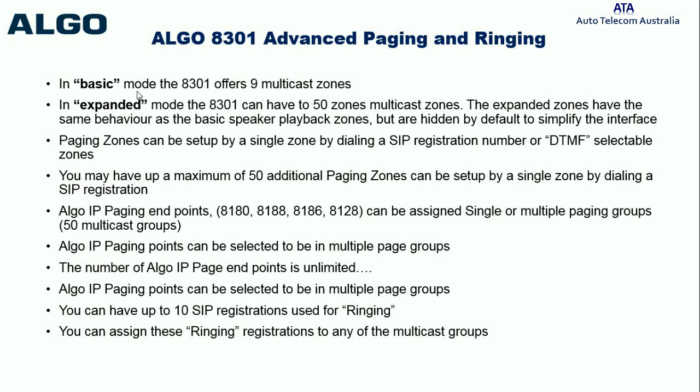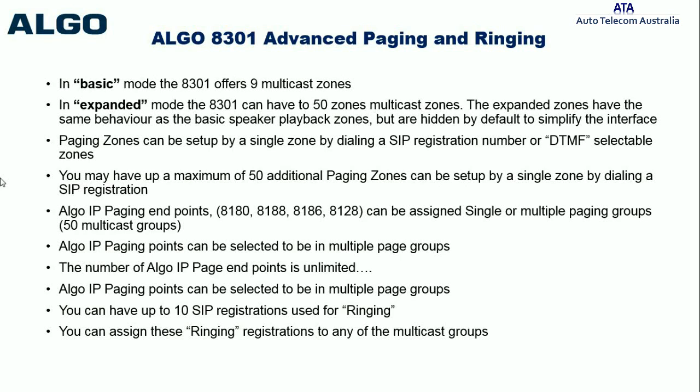And there's an unlimited amount of paging devices we can put in here. So as we've talked about, the Algo IP endpoints can be selected in multiple page groups. We've got an unlimited number of paging endpoints. You could have 100, you could have 2,000, it doesn't matter. It is unlimited, the number that you can put in there.